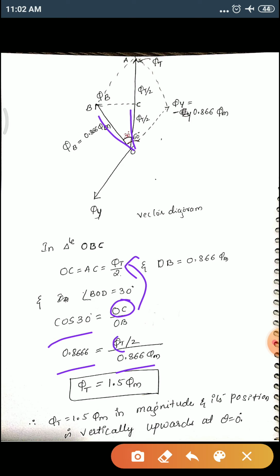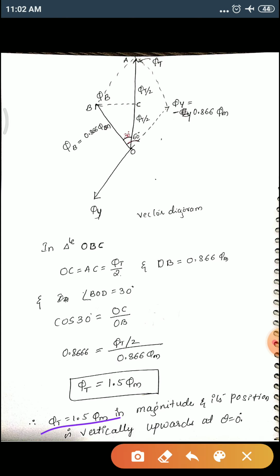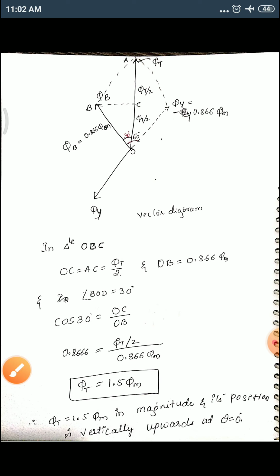So therefore phi t can be calculated. These two can be multiplied, and then this you can send to this side. So therefore phi t will be equal to 1.5 phi m. Remember, the total flux phi t, when theta equals 0, will be 1.5 phi m in magnitude, and its position is vertically upward at theta equal to 0. Okay, it is the first case.